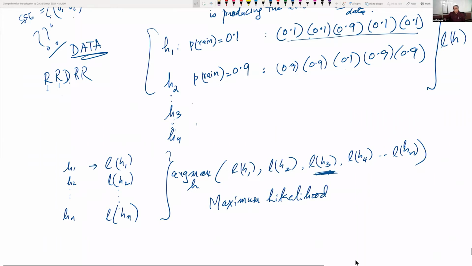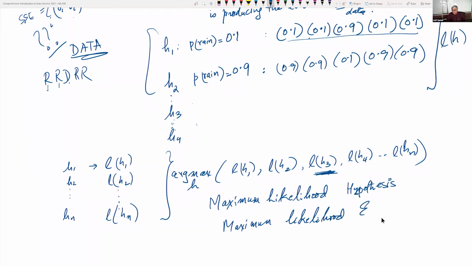right? So the traditional word for hypothesis is, because if you use that hypothesis, you can estimate the output given input, right? So I would use the word maximum likelihood hypothesis in my very peculiar way of thinking. But the traditional word used is maximum likelihood estimator. That hypothesis which leads to the maximum likelihood is the right hypothesis.